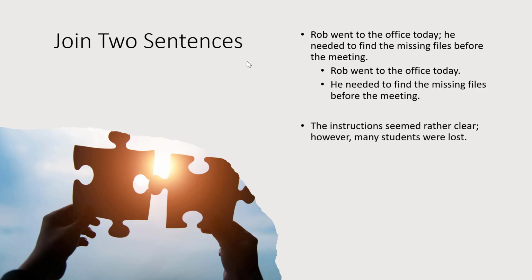Another example: the instructions seemed rather clear; however, many students were lost. Again, you could have two simple sentences that stand alone. The instructions seemed rather clear. However, many students were lost. But in order to improve my sentence variety, I would use the semicolon to join those two simple sentences.